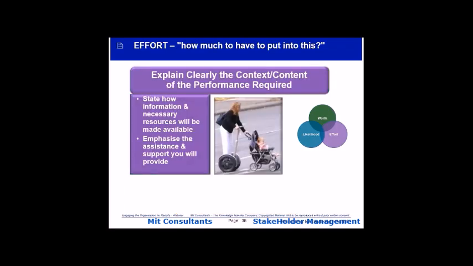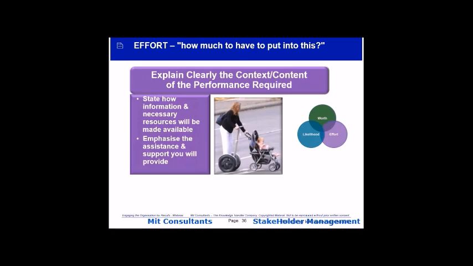Last but not least is the effort. You know, how much effort do I have to put into it? So people will always reject when, one, they don't know what needs to be done or how to do it, and number two, they cannot physically or materially do it. And it takes a lot of effort.